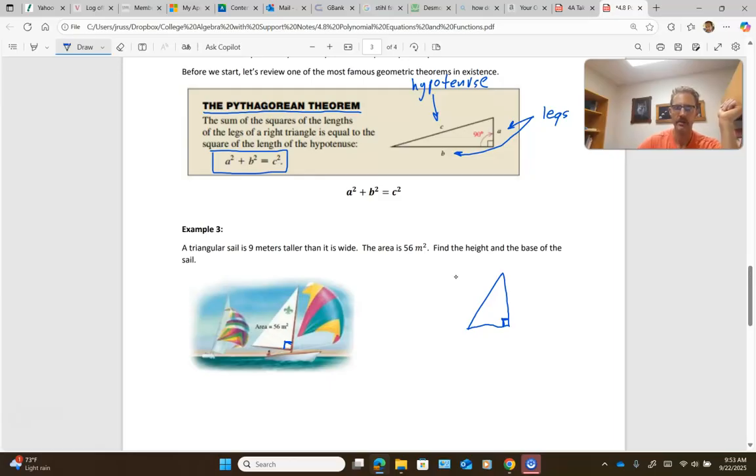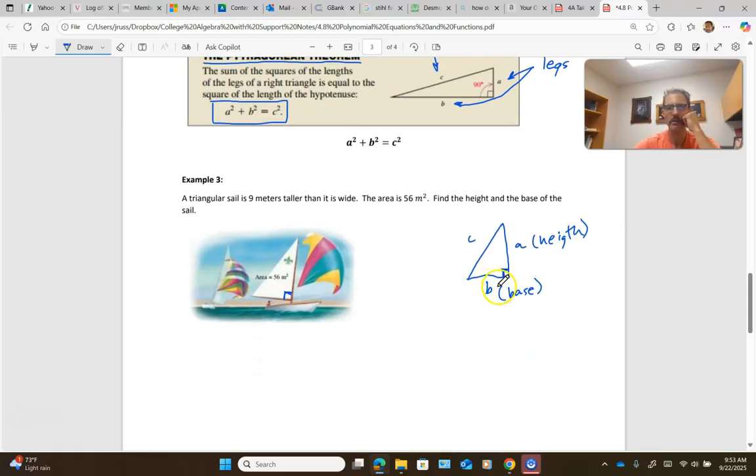Alright, so I'll call this side, this could be A, this could be B, and this could be C. Okay. Now, I want you to note, though, that A is going to represent the height of the cell. Okay. And then B, fittingly enough, will represent the base. Okay. And that's what we're asked to find here. And we are told that the triangular cell is 9 meters taller than it is wide. Okay. So we can let, well, the width is also the base. So we're kind of using these terms interchangeably. So this side, the height, is 9 more than the base.